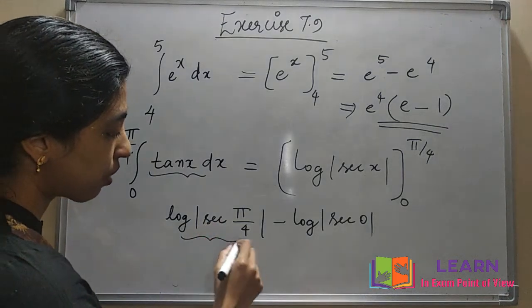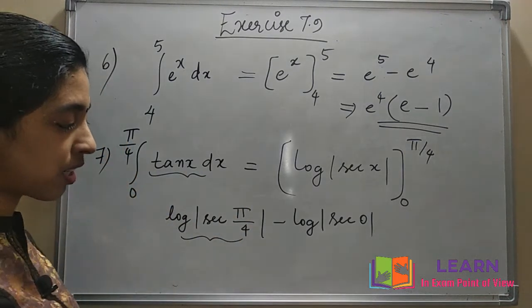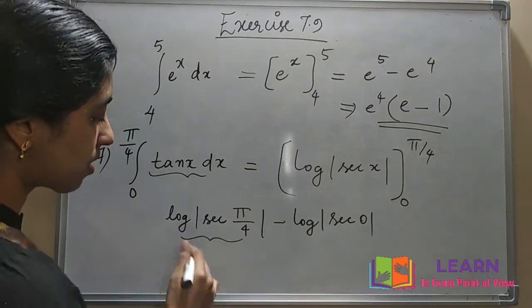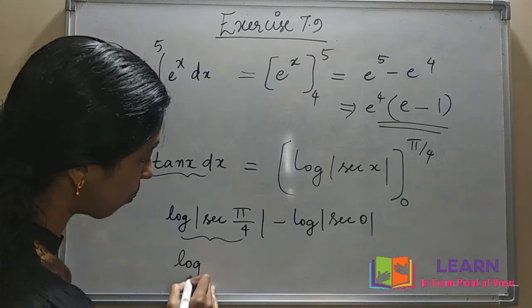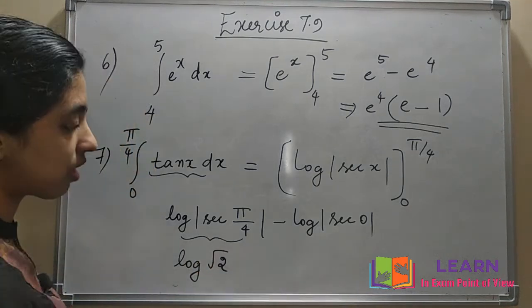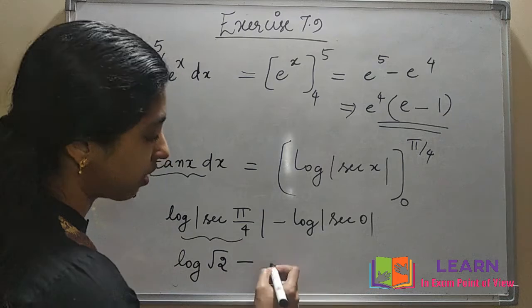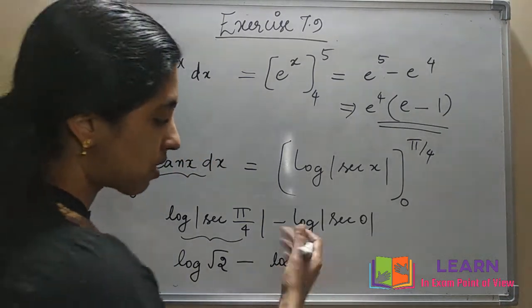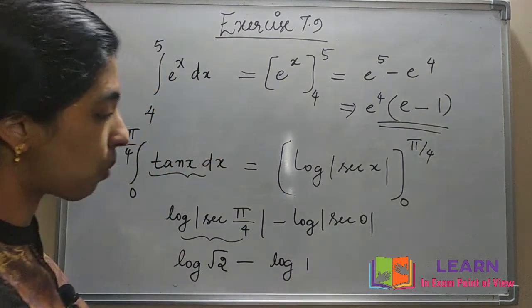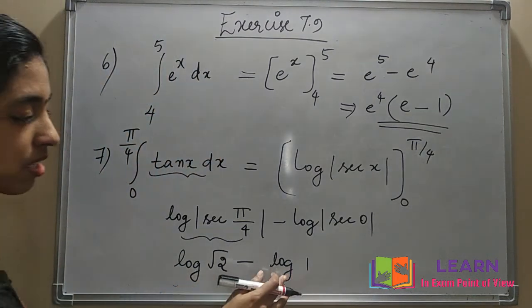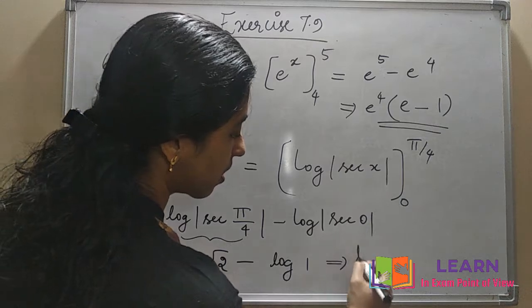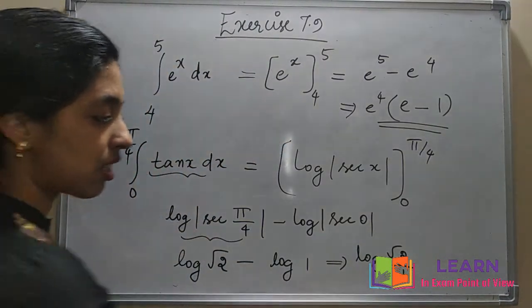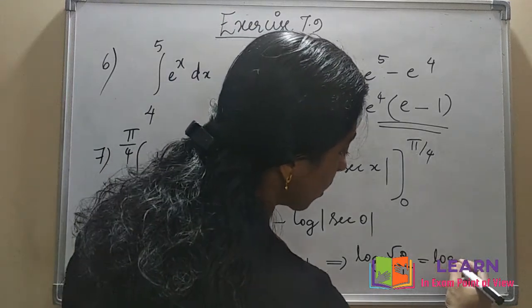Actually it is the reciprocal of cos, right? So cos pi by 4 is 1 by root 2, so its reciprocal is root 2. So sec pi by 4 is root 2, minus log sec 0. Cos 0 is 1, so its reciprocal is also the same, so log 1. Log a minus log b, that is log of root 2 by 1, you can write. That is just log root 2.